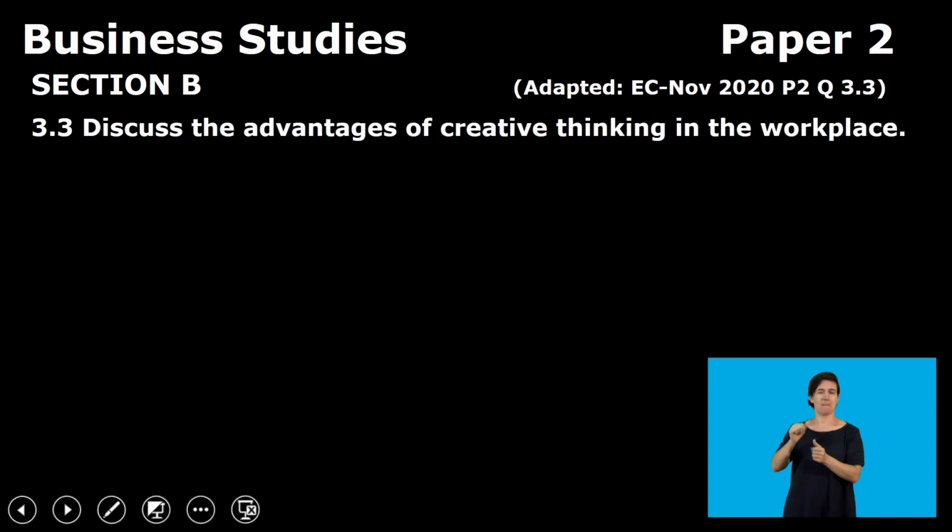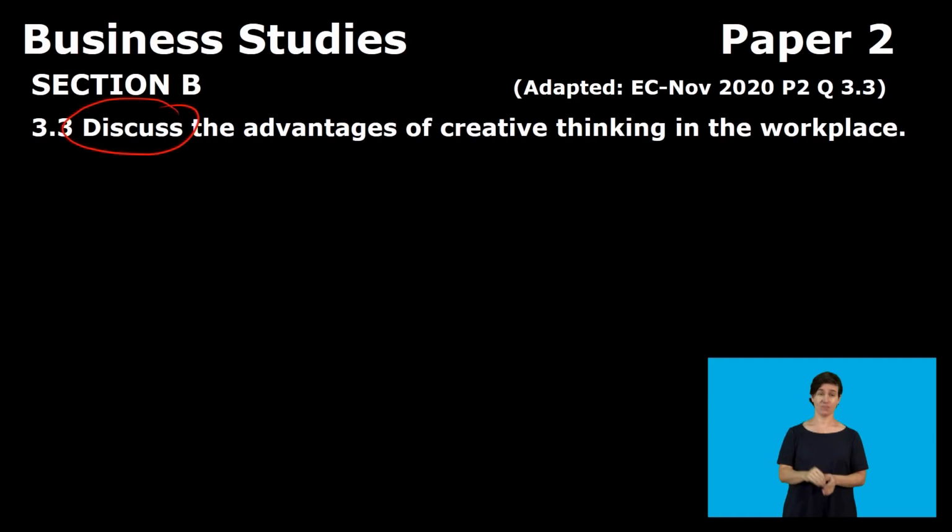All right, let's move on to question 3.3. I hope you can see how easy answering these questions is, especially if you pay attention to what? To the action verb, and answer accordingly. 3.3 says, discuss the advantages of creative thinking in the workplace. Discuss to ensure full marks. Discuss, don't just name. Discuss, don't just list. Don't give vague answers. Don't give one-word answers.